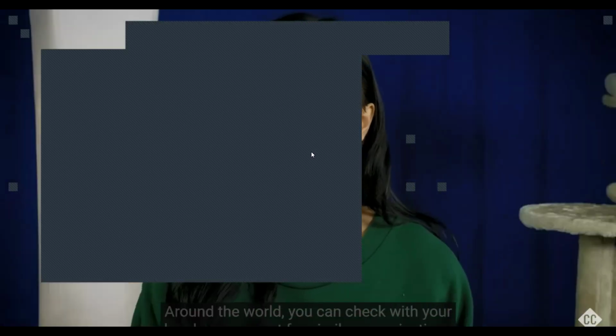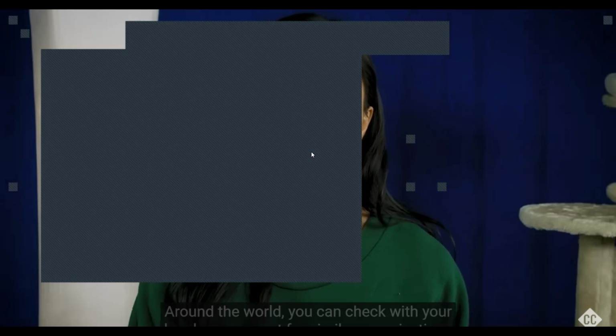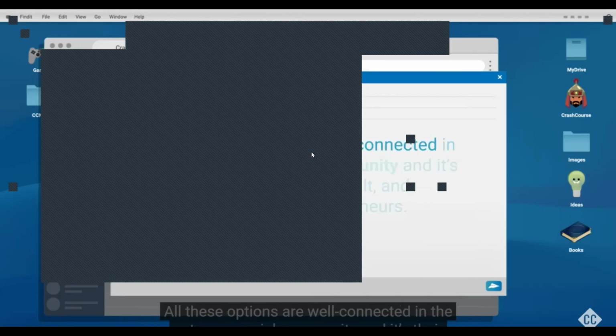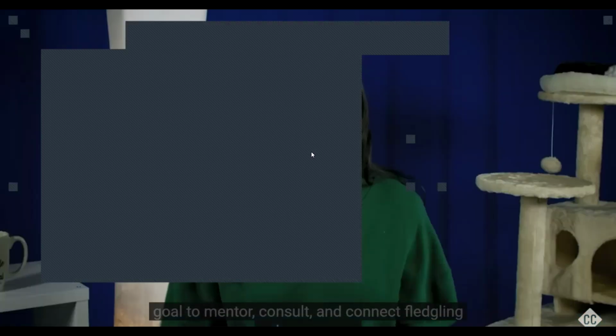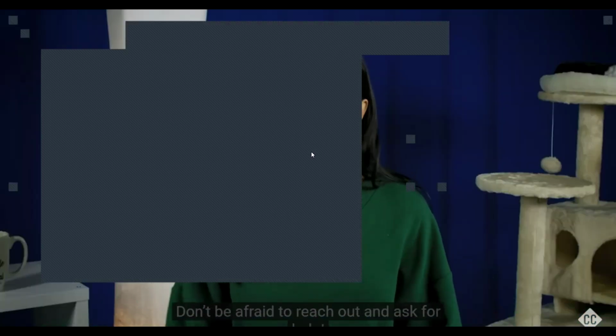Around the world, you can check with your local government for similar organizations that provide education and financing for budding entrepreneurs. All these options are well connected in the entrepreneurial community, and it's their goal to mentor, consult, and connect fledgling entrepreneurs. Do not be afraid to reach out and ask for help.